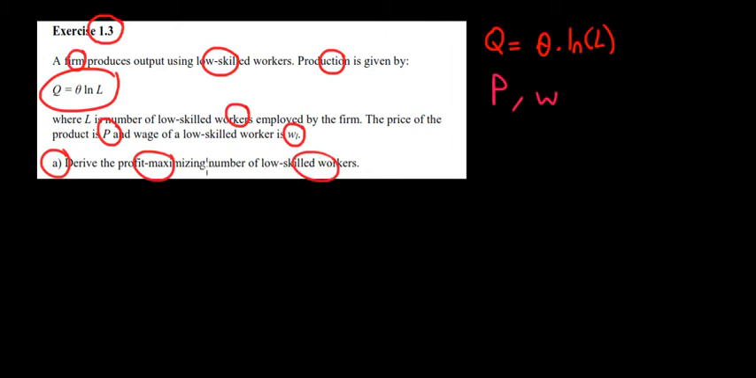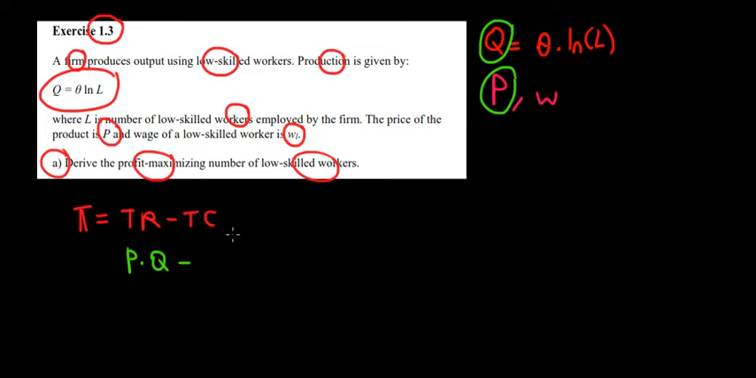Okay, so to find out the profit maximizing number of low-skilled workers, we need to know the profit function first, as depending on the low-skilled workers. So what is profit? Profit is the difference between the total revenue and the total cost. Now what's going to be the total revenue over here? We know that we sell our product for a price P, and our quantity is the following function. So the total revenue will be price times the quantity, and the total cost will be the wage that we pay to the people that we hire. So that will be W multiplied with the number of low-skilled workers, so multiplied with L. That's going to be our profit.